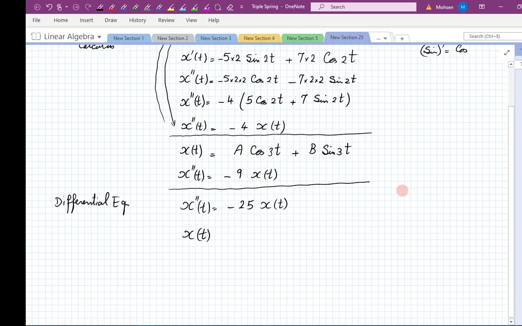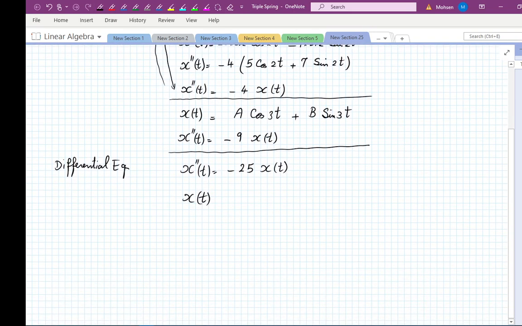So x(t), based on the practice that we had, is easy to guess for us based on the pattern that we have, that we have to take square root of this. We cannot determine what a or b is yet, but we can tell that instead of 3 I need to have a 5, so I'll have a cosine of 5t and b sine of 5t.